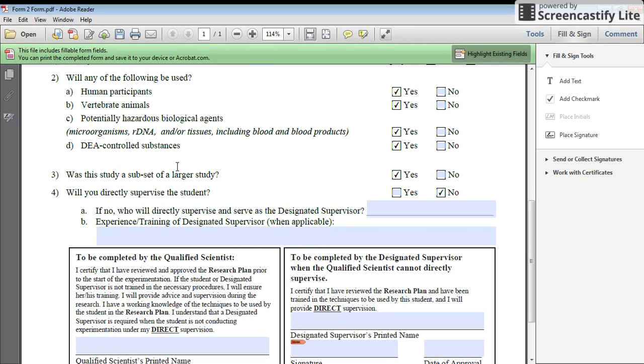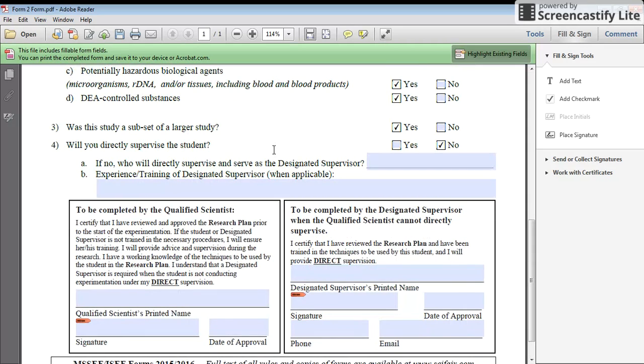Number 3 is asking if the study is a subset of a larger study, and that's for the supervisor or mentor to answer. And they're also asking if the individual who's completing the form will directly supervise the student. Oftentimes when students work at institutions, they are working under a principal investigator, but there's usually a graduate student below who's actually doing the direct supervision of the student. And that's the place to put that in here.